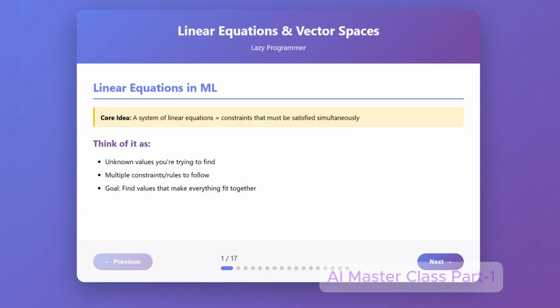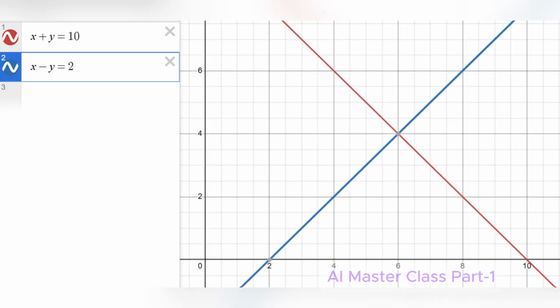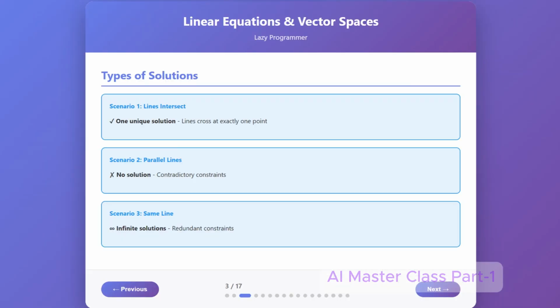Imagine you have two simple rules: x plus y is equal to 10 and x minus y is equal to 2. Now each equation is a constraint. Geometrically, each one is a line. So finding the values that make everything fit together is simply finding the exact point where these two lines are crossing. Now if the lines are parallel, the constraints are contradictory. That means there is no solution. And if they are the same line, then the constraints are redundant. That means there are infinite solutions.